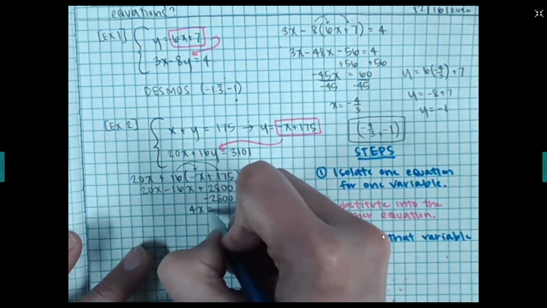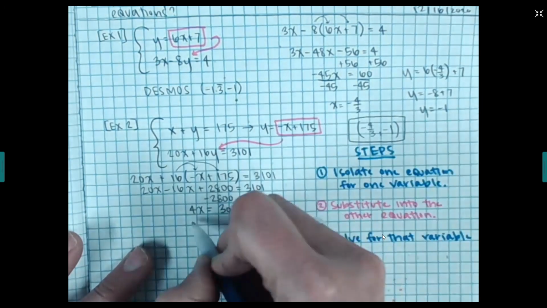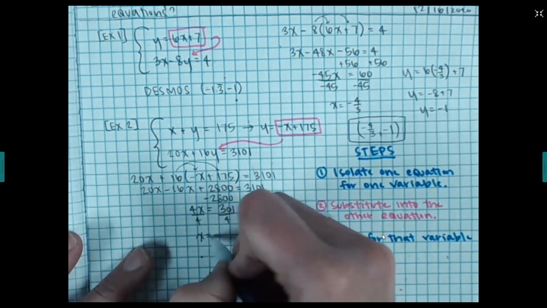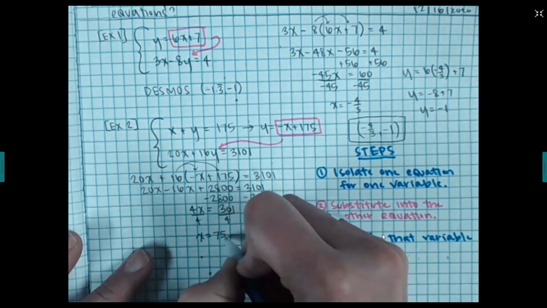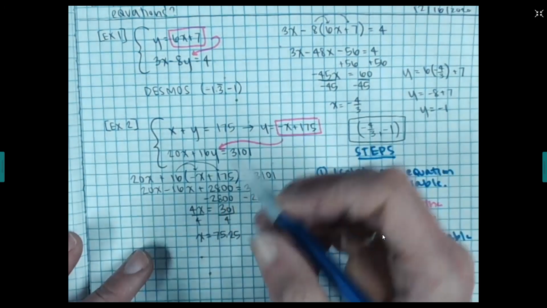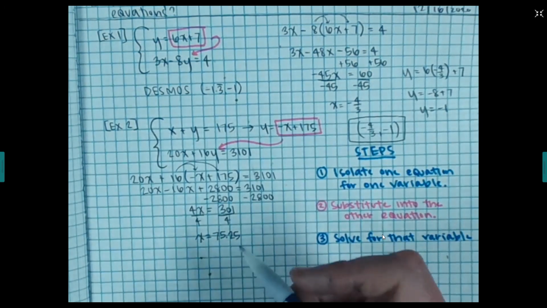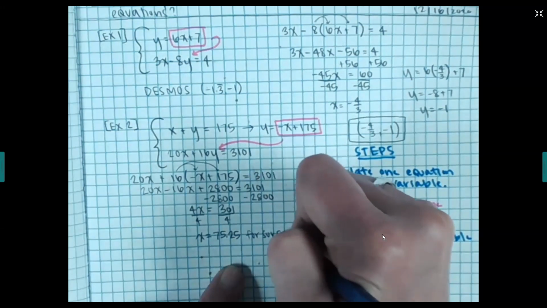So I get 4x equals $301. Divide by 4. So x equals 75.25. Now I'm remembering that the x variable is the price of a surfing lesson. So I'm going to write that out. It's for surfing.